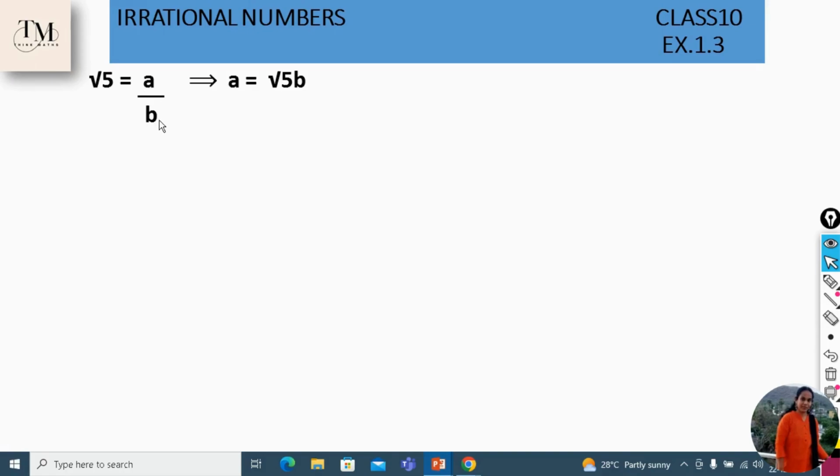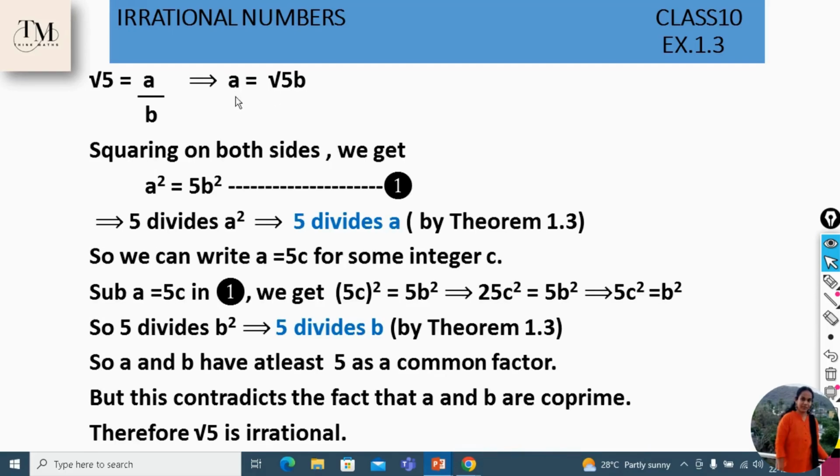So root 5 is equal to a by b. The denominator is taken to the left hand side, so a is equal to root 5 b. Squaring on both sides, we get a square equal to 5b square. This means that 5 divides a square. By theorem 1.3, 5 divides a. So a is a multiple of 5, so we can write a is equal to 5c for some integer. We are substituting this value in equation 1.